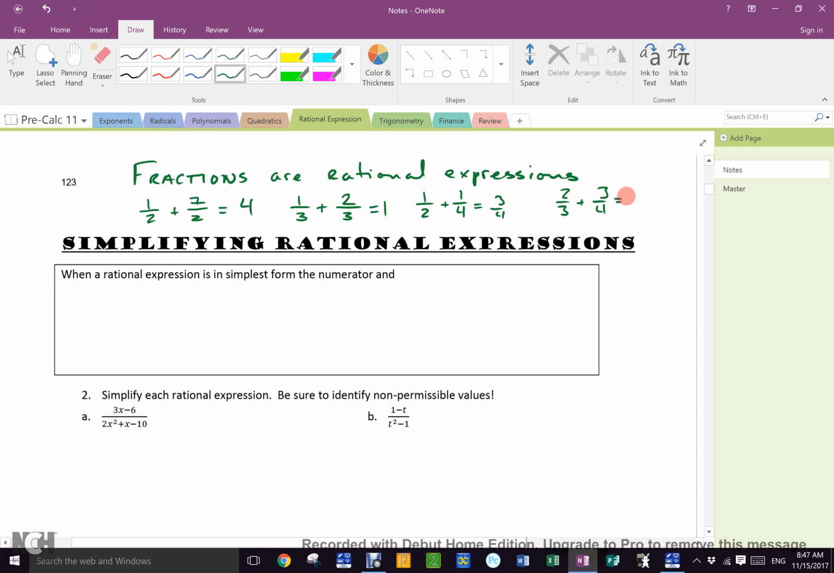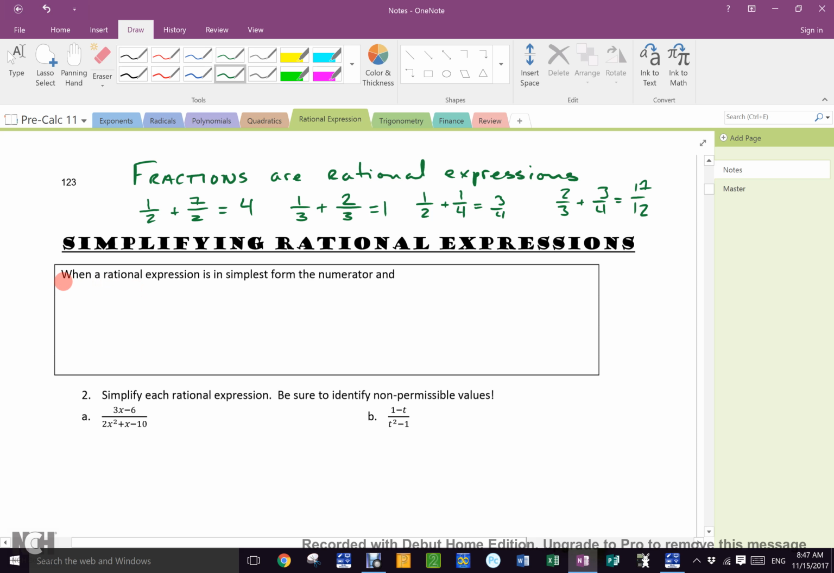Can you do it in your head? You don't have to be able to. I'm just wondering if you can. 17 over 12? Everybody cool with all that? Even if you didn't get to 17 over 12, you knew it had to be 12, yeah? Everybody did, right? Okay. So, if you're comfortable with that, you're ready to simplify rational expressions, okay?